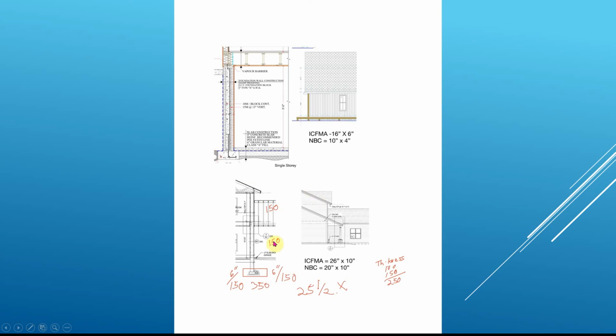Now, where it does get a little bit different is that you've got one wall here. That's your foundation wall. Then you have to bump this out by 150 millimeters, or 6 inches, because, again, you've got one floor supported by the foundation versus 2 floors supported by the foundation. So at the end of the day, you're going to end up with roughly a 20-inch by 10-inch footing, and the ICFMA is 26 by 10. So that gives you a couple of ideas.